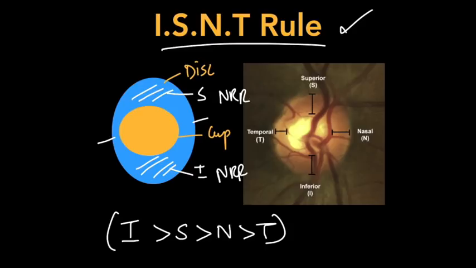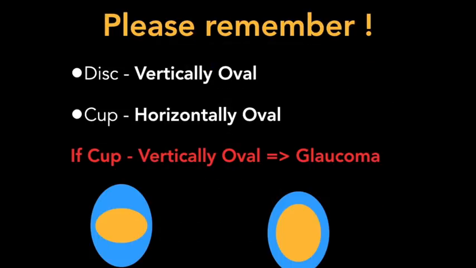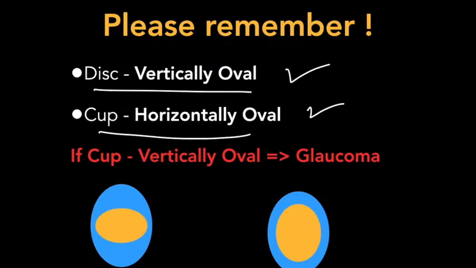The ISNT rule states that the inferior and the superior, in other words, the poles of the optic disc, have the maximum axonal density or maximum neuroretinal rim, which is a very, very important concept to understand. And we will see the importance of this in the glaucoma disc section later in our lecture. So with that, please remember the disc is vertically oval, the cup is horizontally oval.